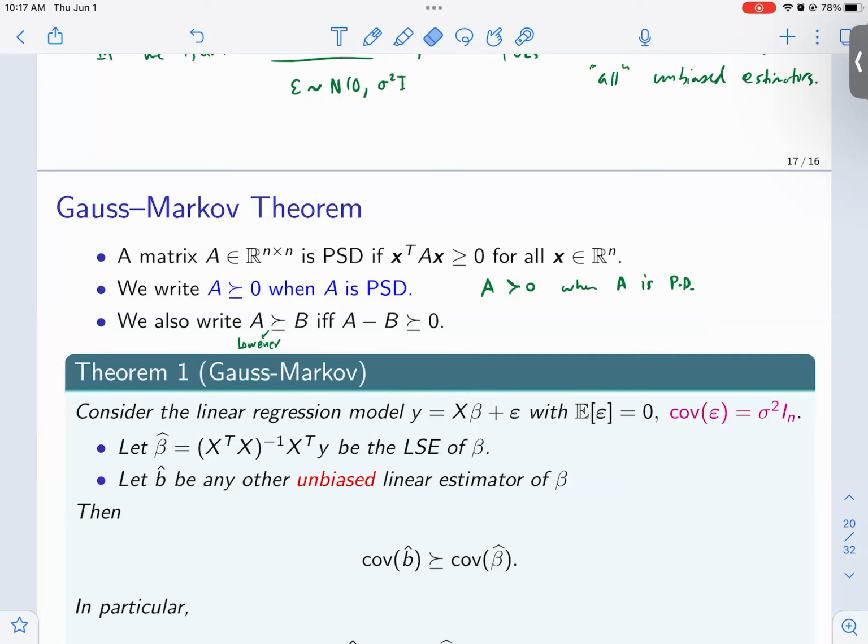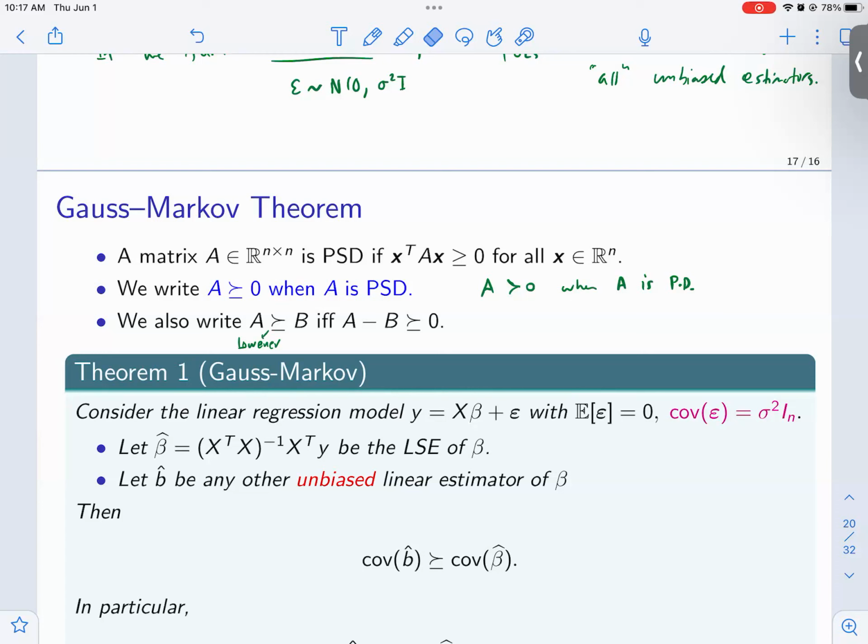So if you understand this, then this is Gauss-Markov. Consider the linear regression model y = Xβ + ε. The noise is zero mean, and the covariance is σ²I. That's the key feature. The noise has to have equal variances on the diagonal. Basically, each component has equal variance and they're uncorrelated. So the covariance matrix would look like a diagonal matrix with equal diagonal entries.